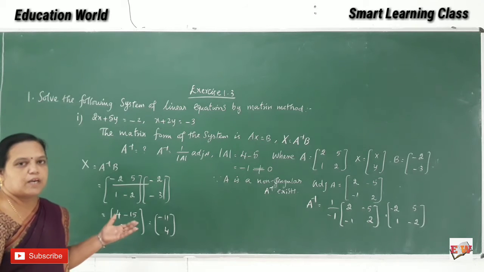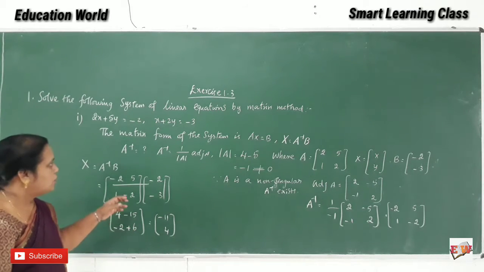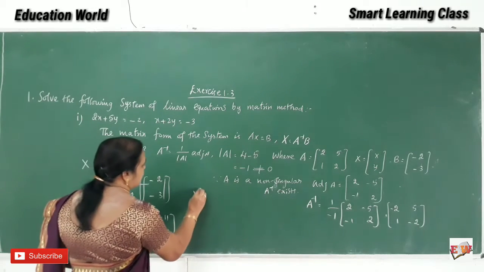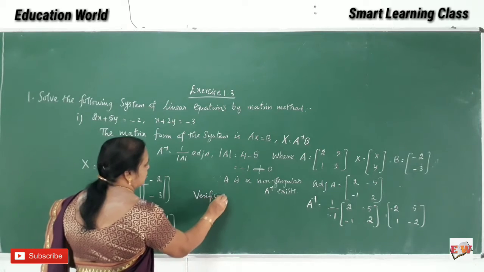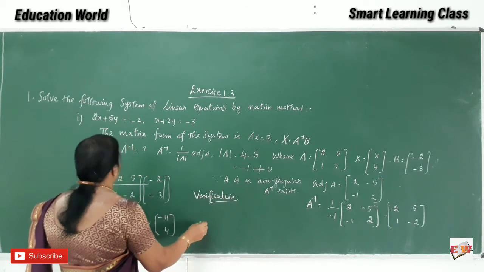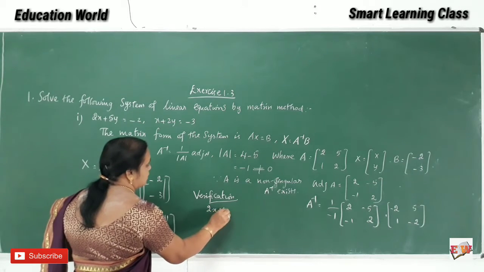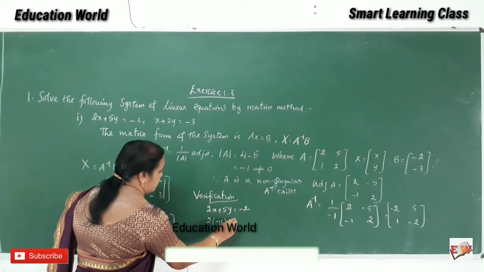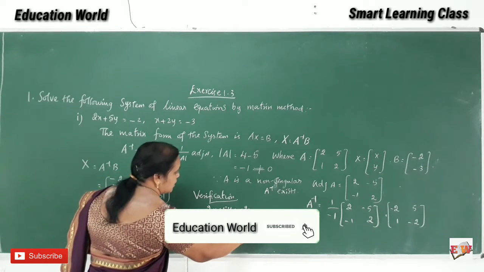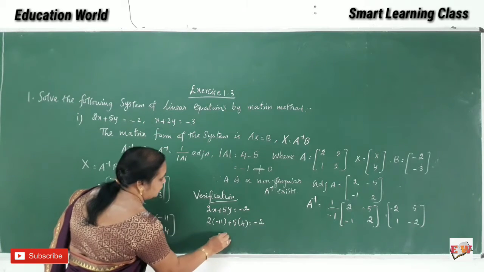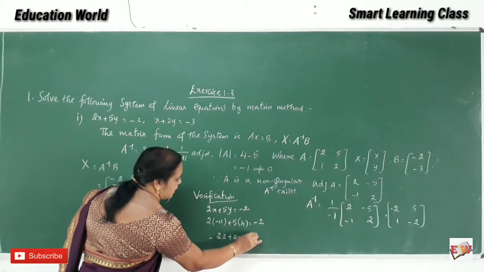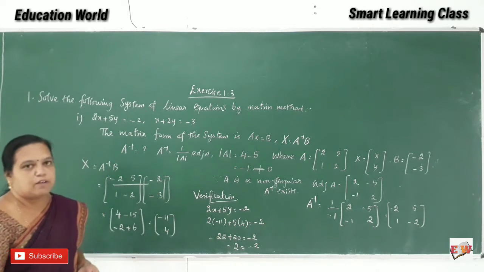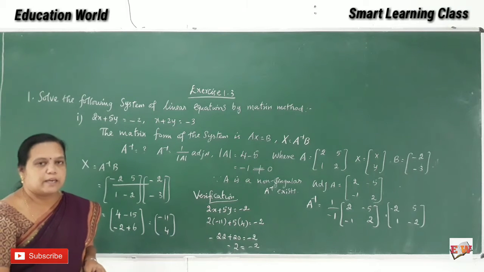Suppose we have to check whether it is right or wrong. You just substitute these values in any one equation for verification. 2x plus 5y is equal to minus 2. 2 into minus 11 plus 5 into 4 is equal to minus 2. Minus 22 plus 20 is equal to minus 2. Minus 2 is equal to minus 2. So the solution we found for x and y is correct.